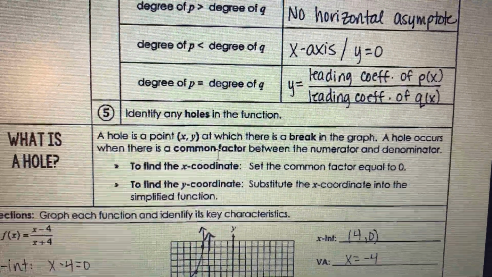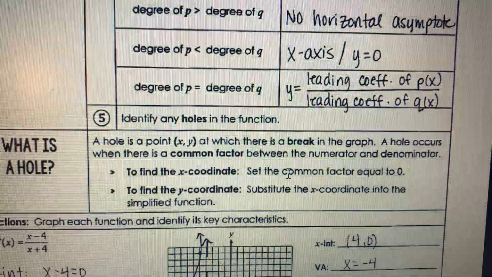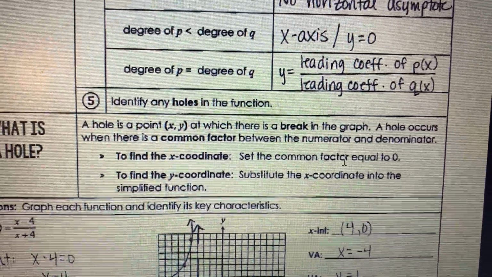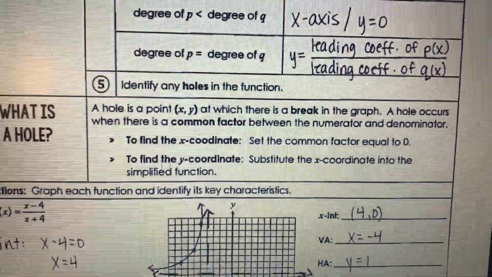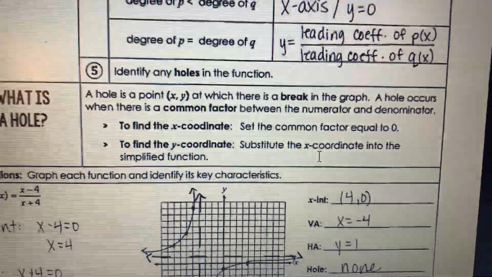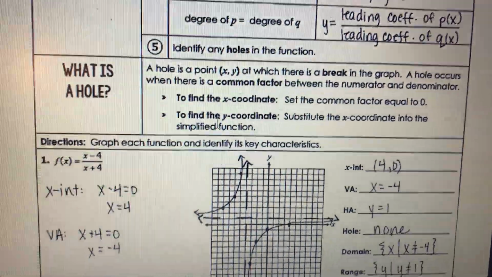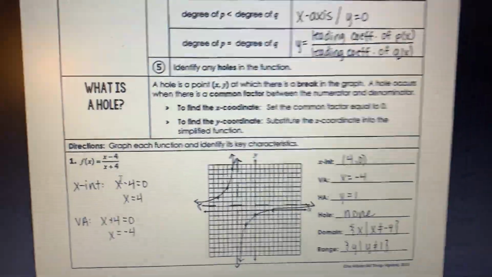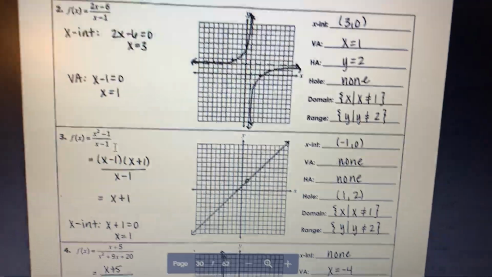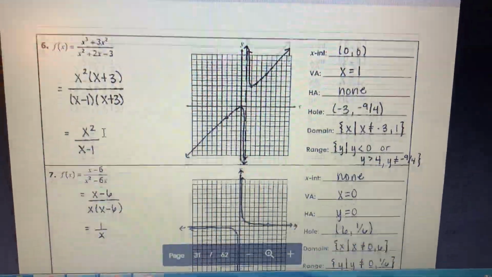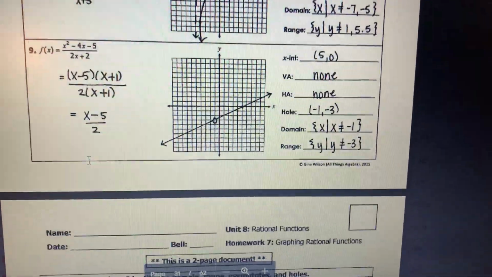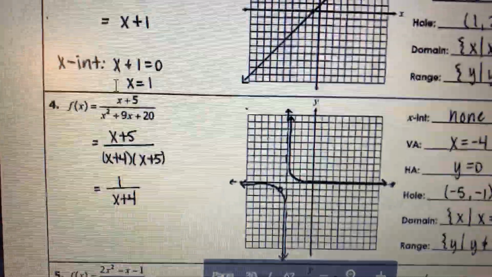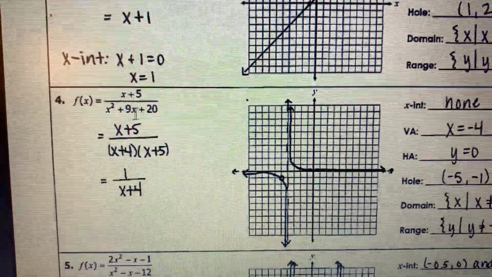You have to find the x-coordinate, and then you have to find the y-coordinate by substituting that x value into the simplified function. So that's what a hole is. Let's go ahead and do this problem that has a hole from the top, just so you can see what's going on here. Here it is. Okay, step 1, simplify.